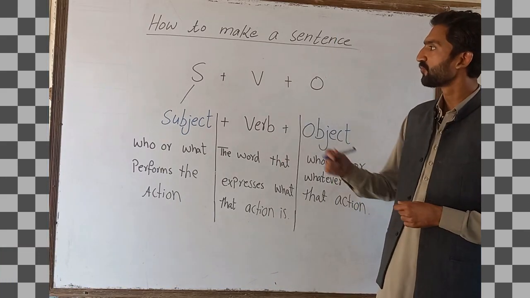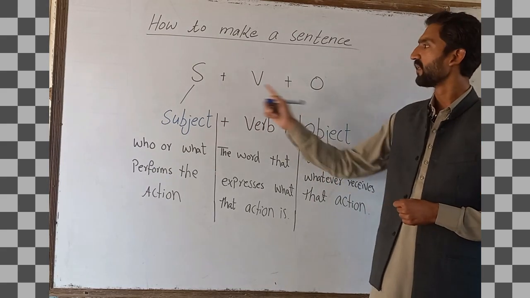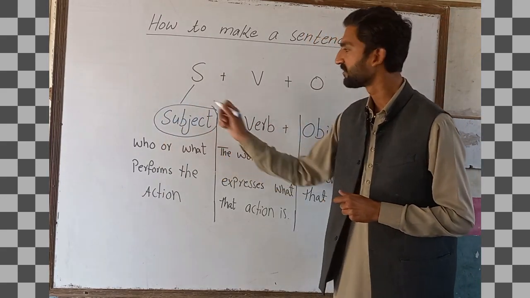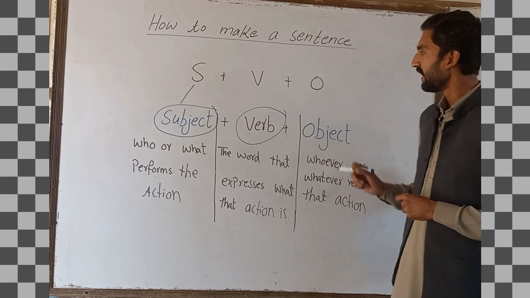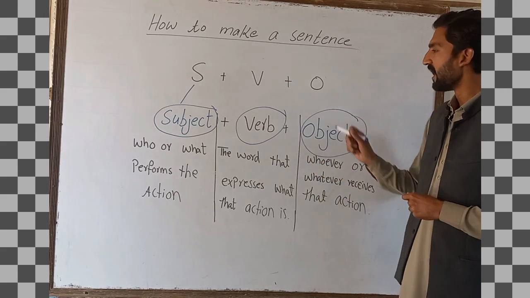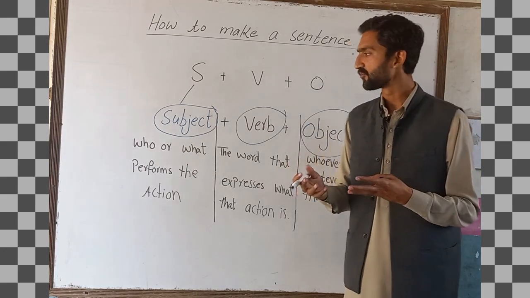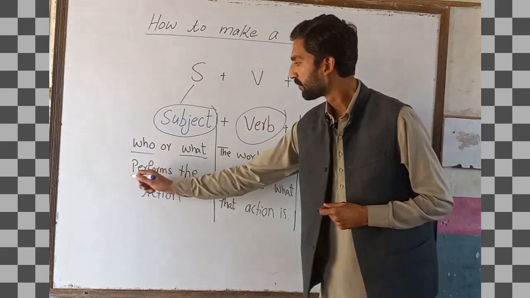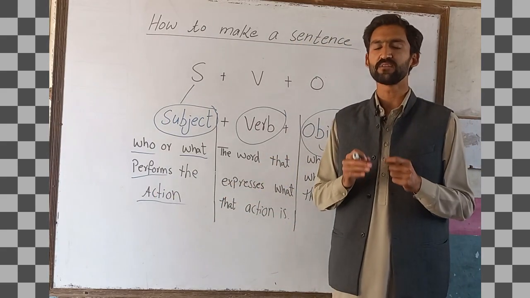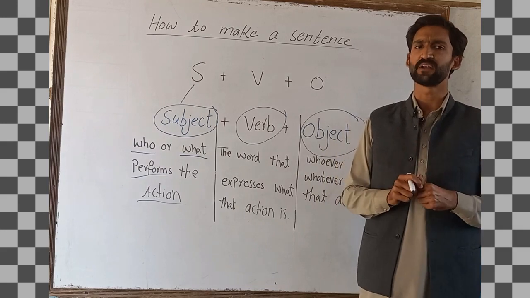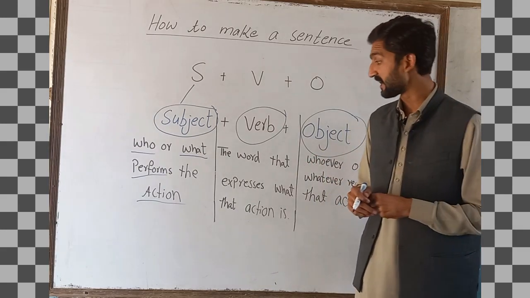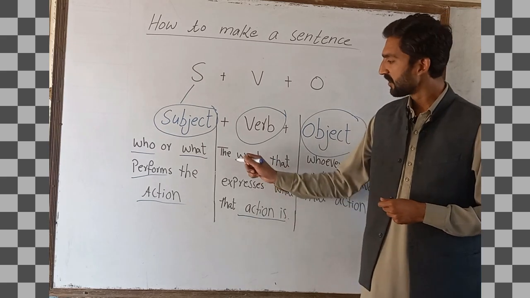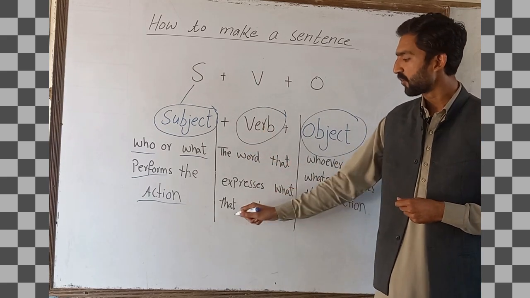So let's start. First we have to see SVO. What is SVO? S stands for subject, V stands for verb, and O stands for object. And what are these different aspects? The subject is the one who or what performs the action. Basically, the subject is the person or thing which performs a certain action, and the action which takes place or is expressed is known as the verb. So the verb is the word that expresses what the action is.